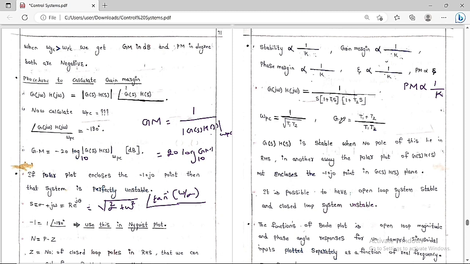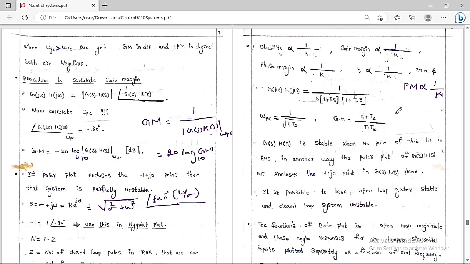And what is the gain margin? Gain margin means 1 by the magnitude of the open loop transfer function at the phase crossover frequency. If we substitute and simplify, finally the gain margin is equal to (T1 plus T2) by T1 T2. It is not in dB, it is unitless. So for the open loop transfer function G(s)H(s) equal to 1 by s into (1 plus T1 s) into (1 plus T2 s), the phase crossover frequency is 1 by under root of T1 T2, and the gain margin is (T1 plus T2) by T1 T2. So these points you always have to keep in your mind.